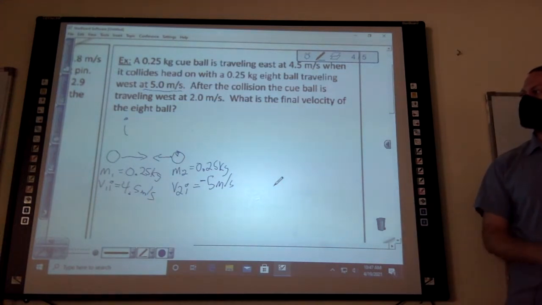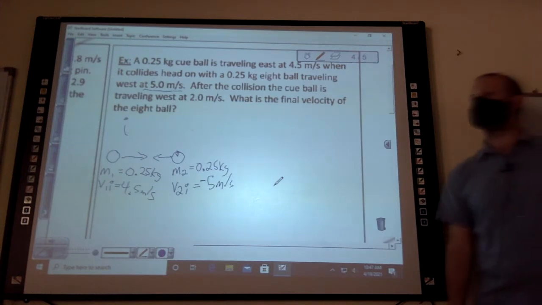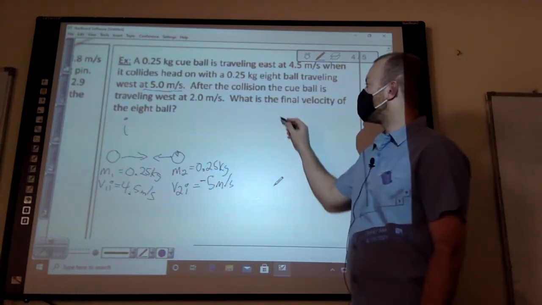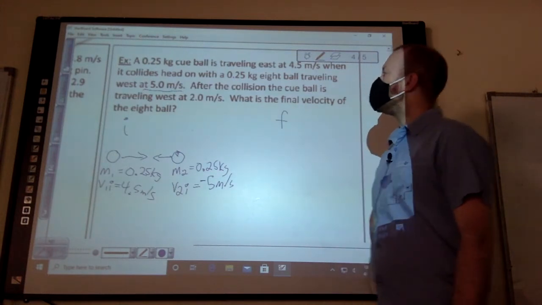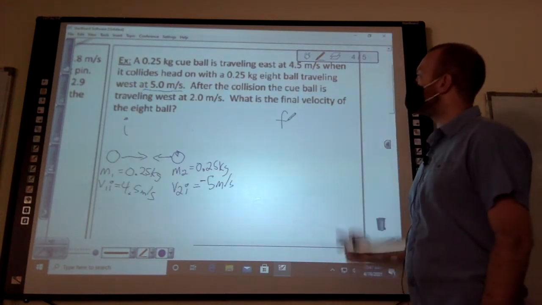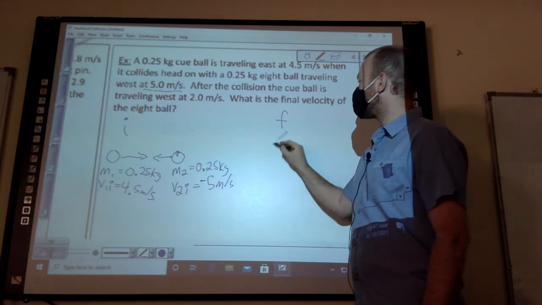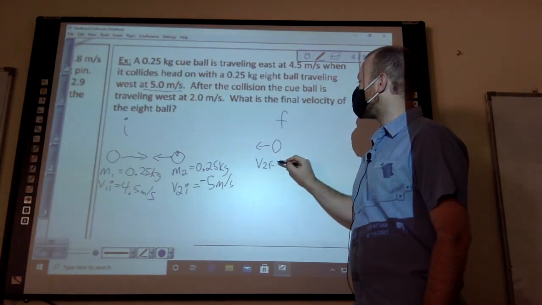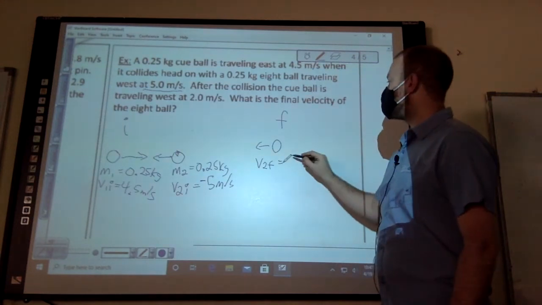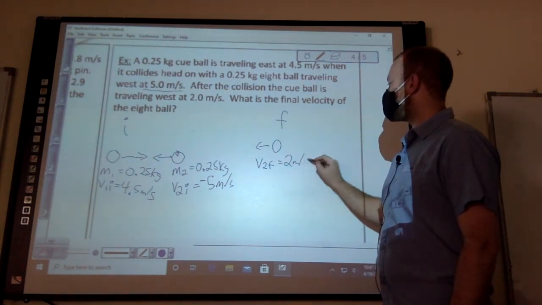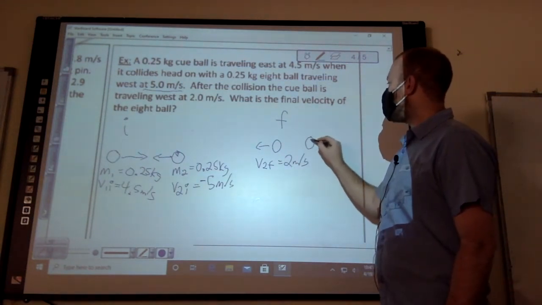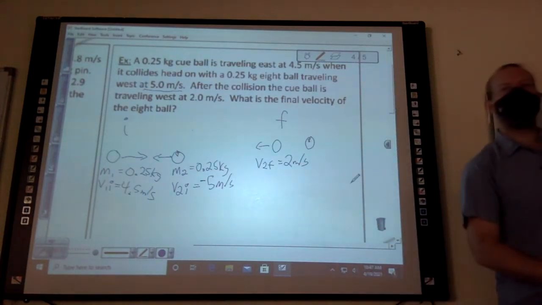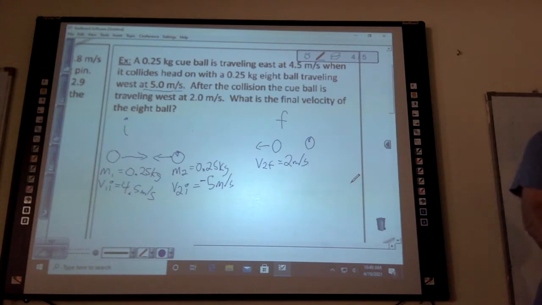So this is the diagram of what's happening initially. So notice here, initially it helps to figure out negatives. So in the final position, what do we got? We've got the cue ball traveling west. So V2 final is going to be 2 meters per second. And my 8 ball, it doesn't tell us a direction, but I can guess what direction it's going to be.